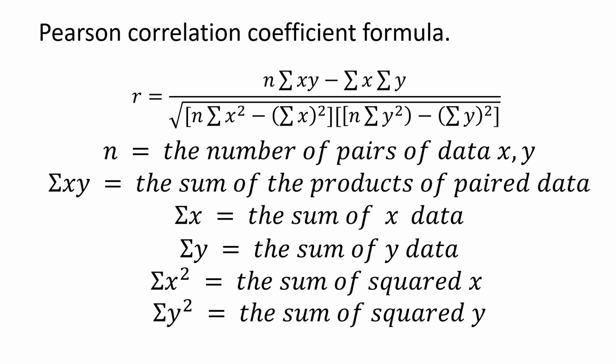Similarly, summation x is the sum of the data points x, and summation y is the sum of the y data. Similarly, we can calculate summation x square, the addition of all the square points, and similarly the addition of all the y square points. In this way, we can calculate the Pearson correlation coefficient.